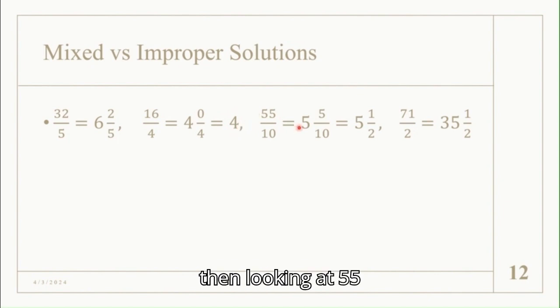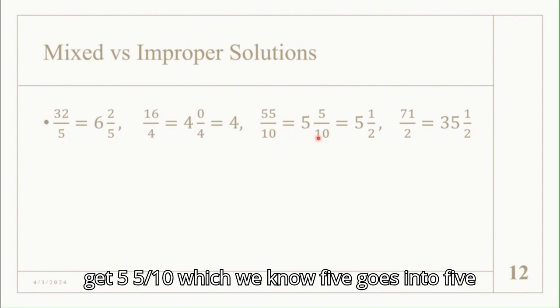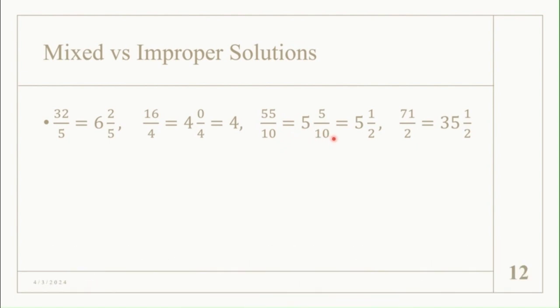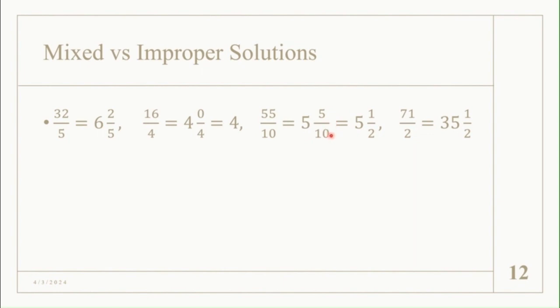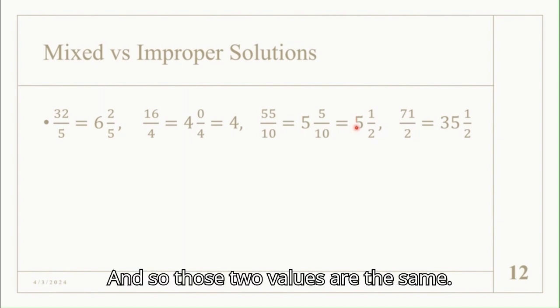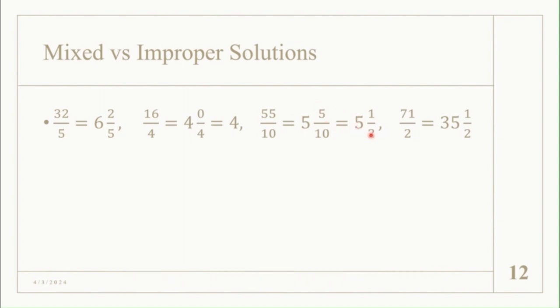And then looking at 55 tenths, we get 5 and 5 tenths, which we know 5 goes into 5, and 5 also goes into 10, so we can simplify this into 5 and 1 half. And so we would have an equal amount of pizza if we had 5 out of 10 slices with 5 pizzas, or 1 out of 2 slices with 5 pizzas. And so those two values are the same.